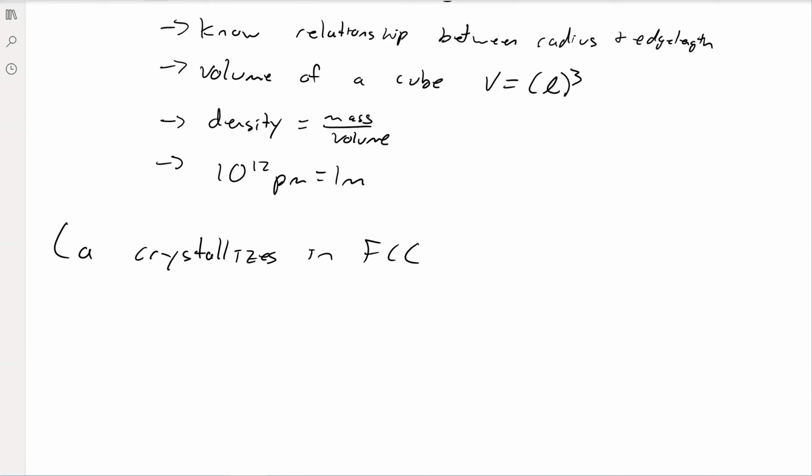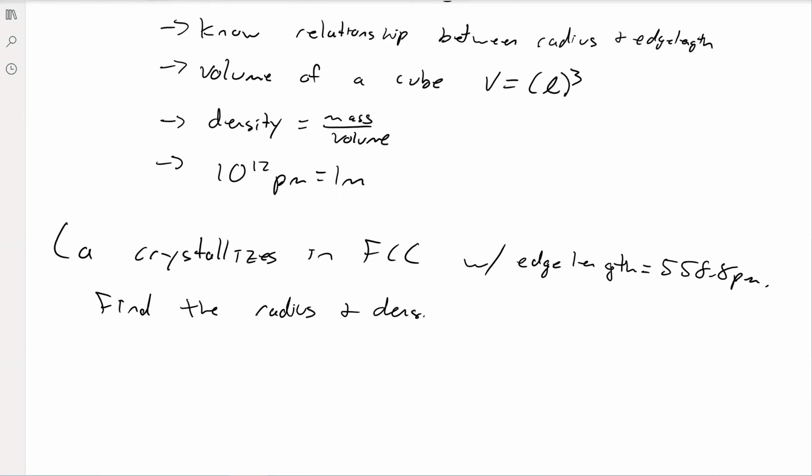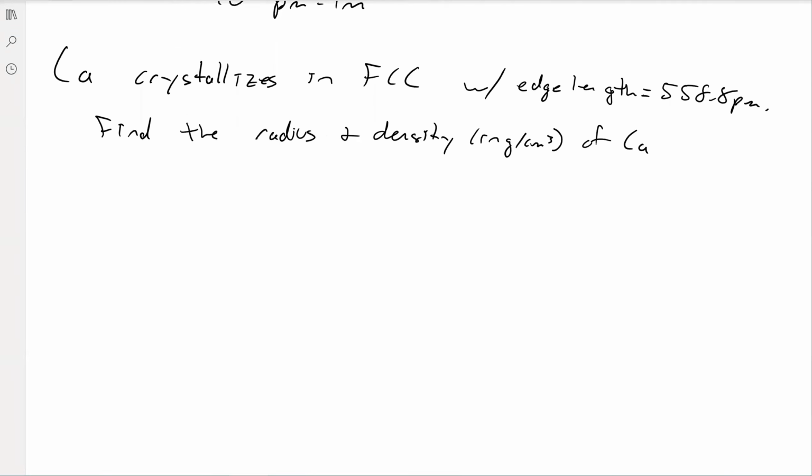in a face-centered cubic with an edge length equaling 558.8 picometers. Find the radius and density in grams per centimeter cubed of calcium. So in terms of the radius, that one's probably pretty simple.